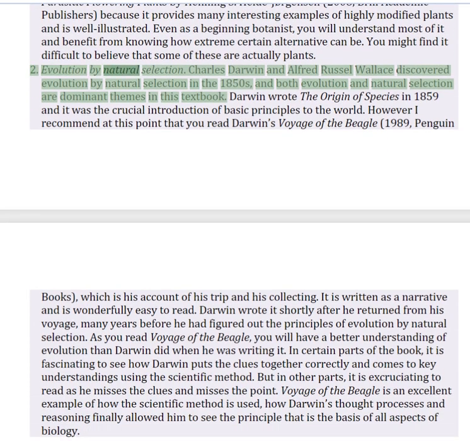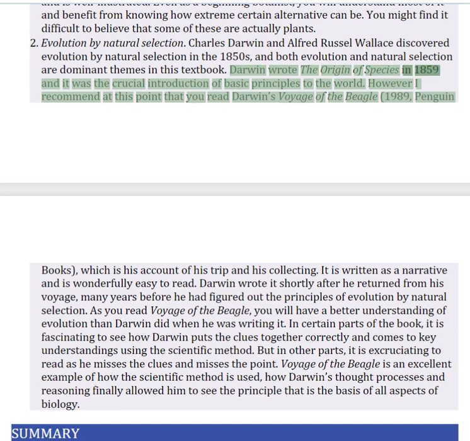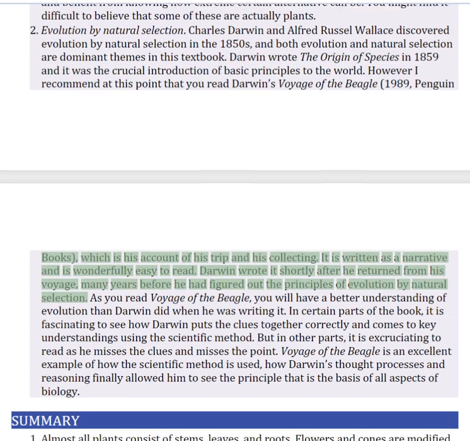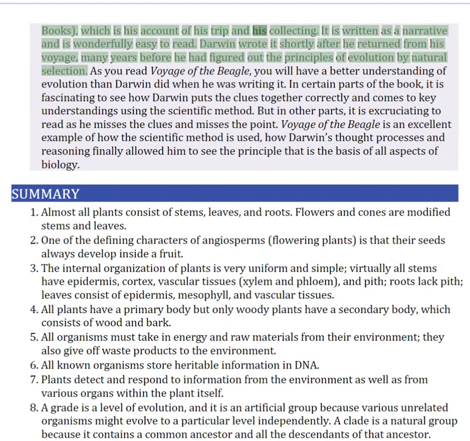2. Evolution by natural selection. Charles Darwin and Alfred Russel Wallace discovered evolution by natural selection in the 1850s, and both evolution and natural selection are dominant themes in this textbook. Darwin wrote The Origin of Species in 1859, and it was the crucial introduction of basic principles to the world. However, I recommend at this point that you read Darwin's Voyage of the Beagle, 1989, Penguin Books, which is his account of his trip and his collecting. It is written as a narrative and is wonderfully easy to read.